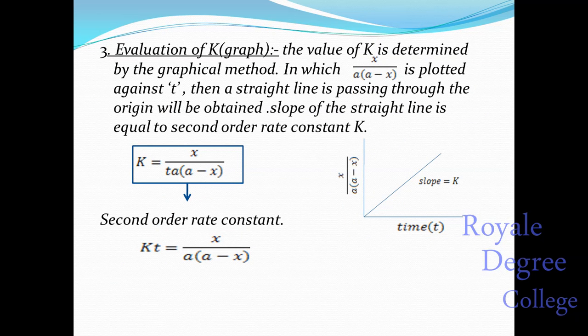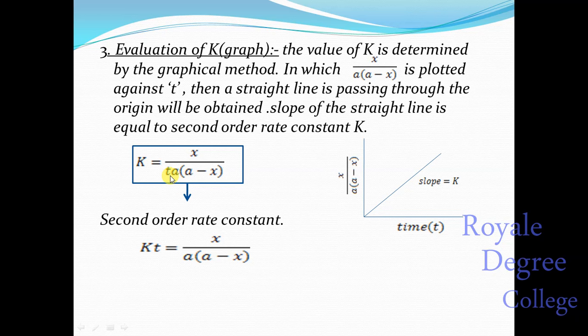Next we will talk about evaluation of k, that is rate constant, from graph. The value of k is determined by the graphical method, in which x by a into a minus x is plotted against the time interval t. Then a straight line passing through the origin will be obtained here. So the slope of the straight line is equal to second order rate constant k. Now you can see this, k is equal to x by t into a minus x. This is the second order rate constant.